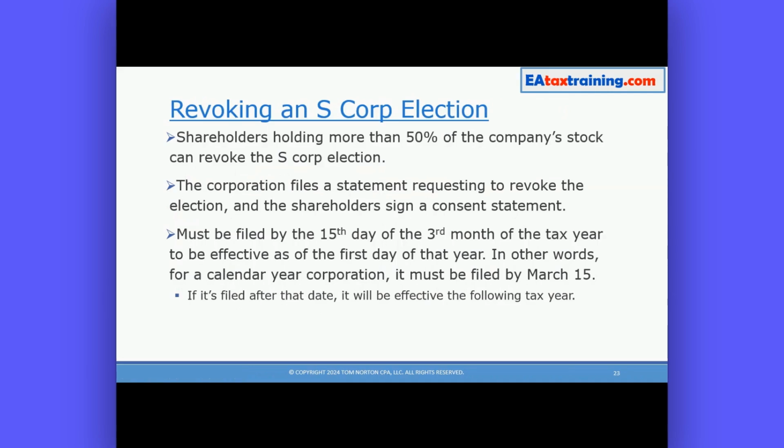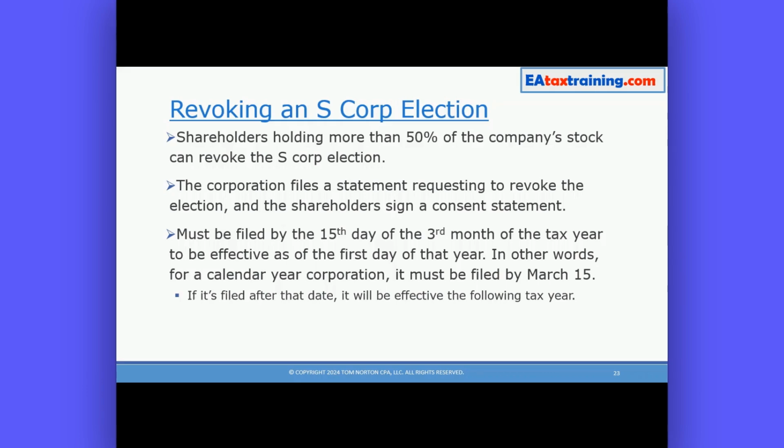So, revoking an S Corp election. An S Corp can choose to terminate their S Corp election, and they do that if shareholders holding more than 50% of the company's stock make that revocation. So here it does not have to be 100% of the shareholders. It has to be shareholders holding more than 50% of the stock. It's not more than 50% of the number of shareholders that counts, because remember, they can have different numbers of shares of stock. So it's shareholders holding more than 50% of the stock who can revoke the election.